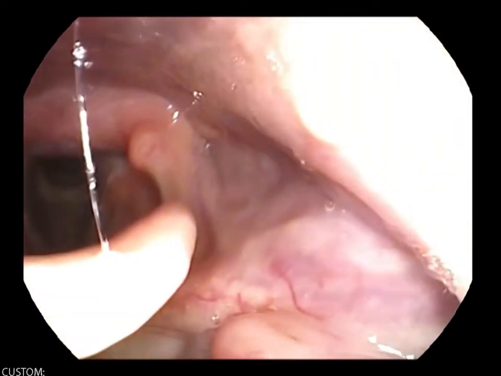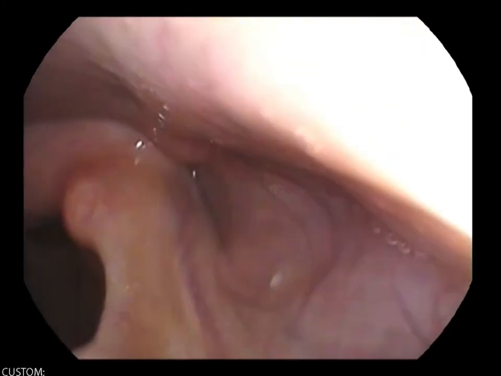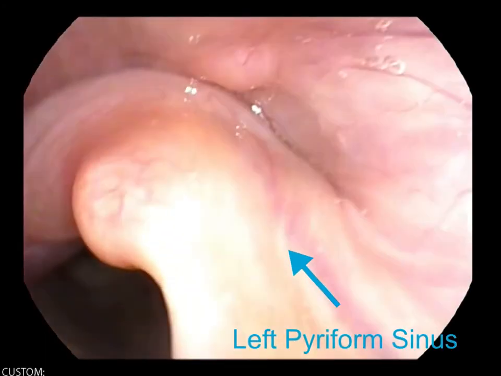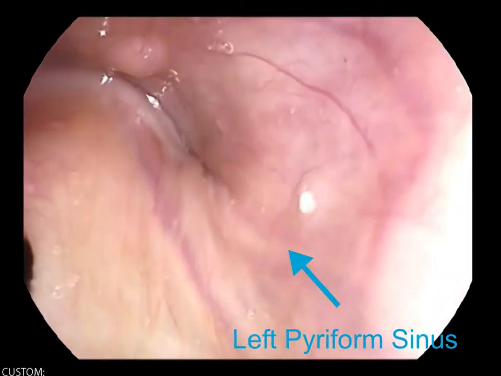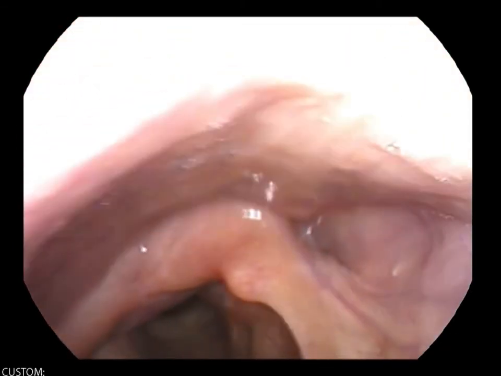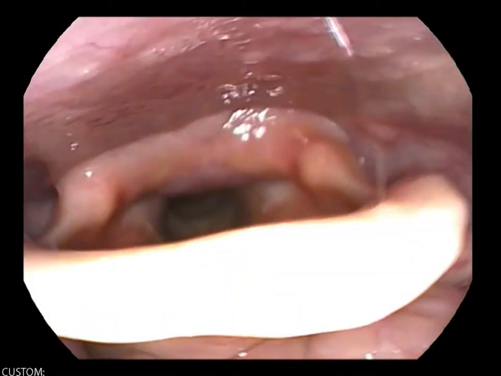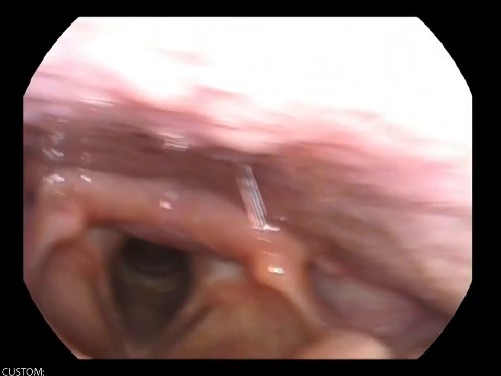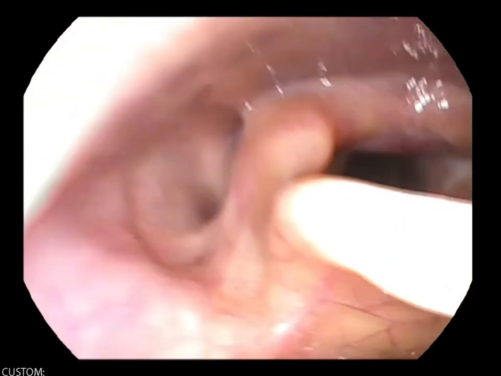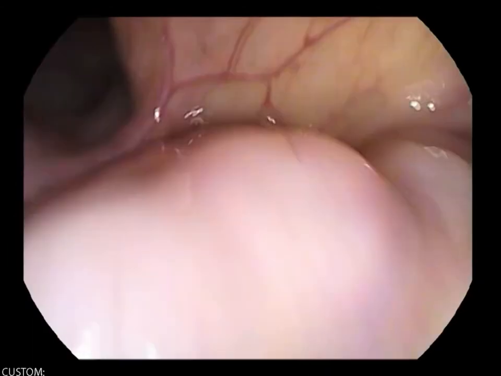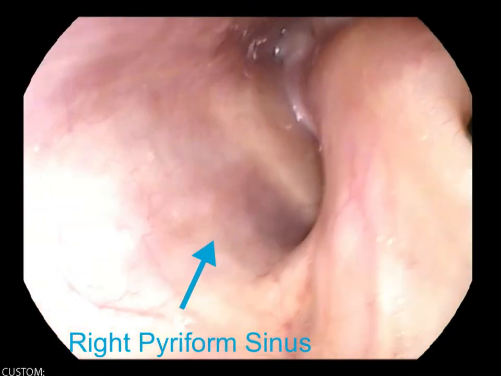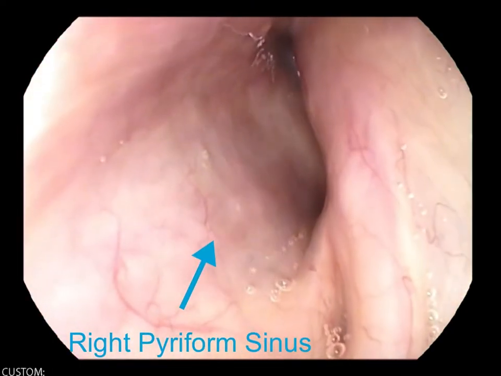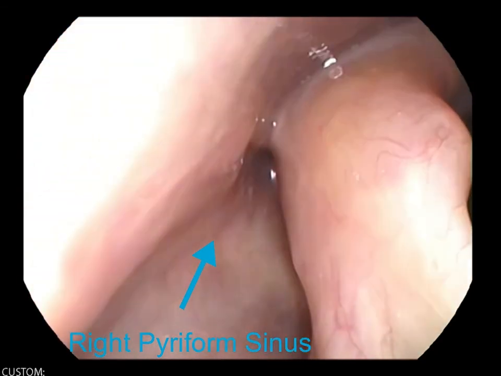You then have the opportunity to look into the patient's piriform sinuses as you go laterally with your scope, and you can see the left piriform sinus here, and it's important to have a good look around, particularly throughout the mucosa, and then go around to the other side to try and have a look into the right piriform fossa. It's important to look at these as they are the entrances to the esophagus and sometimes harbor small mucosal lesions.